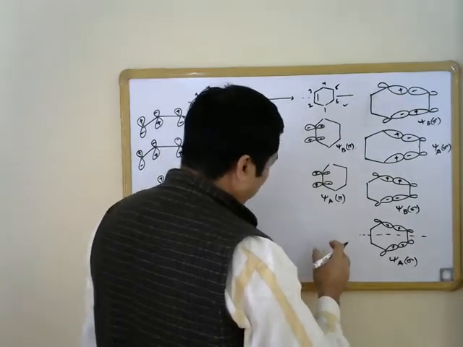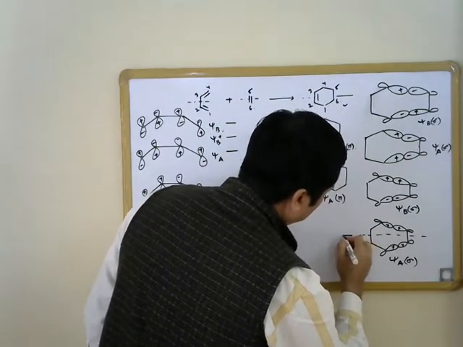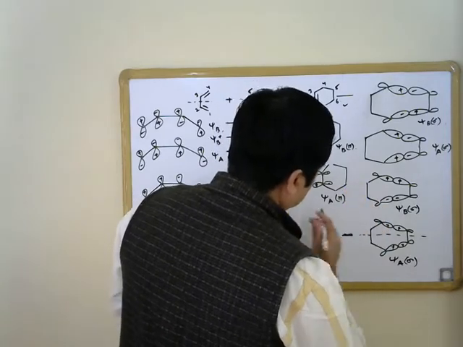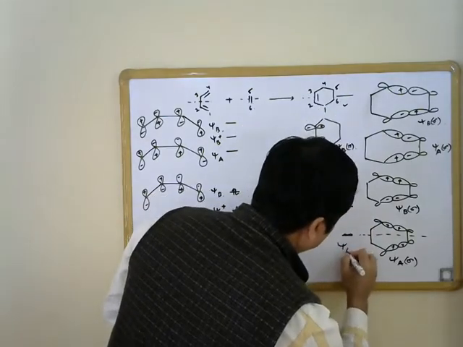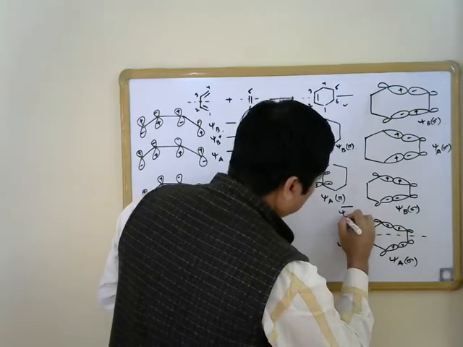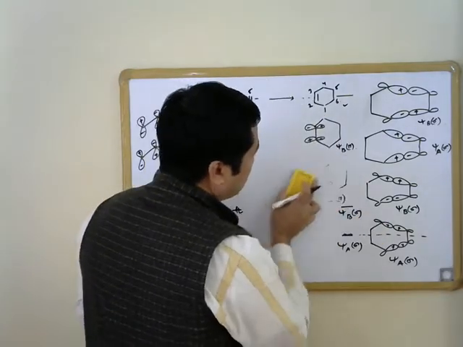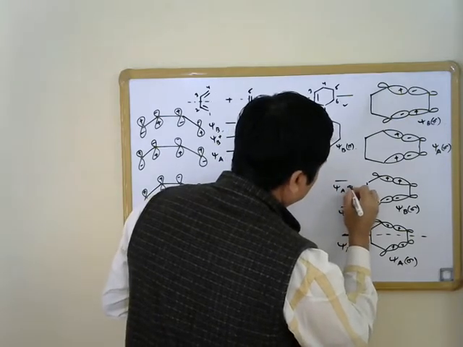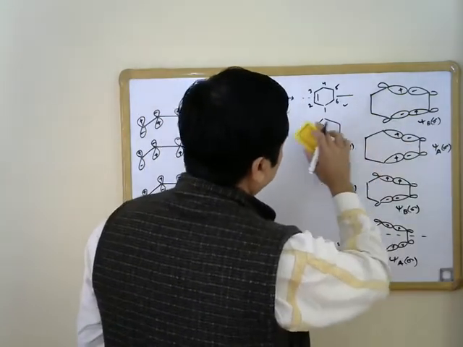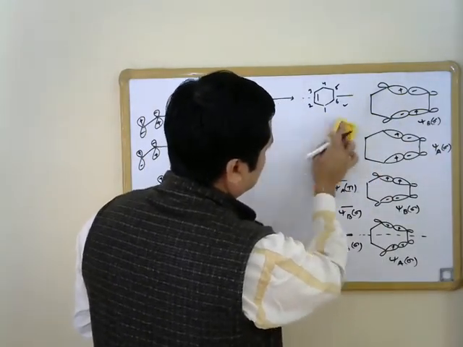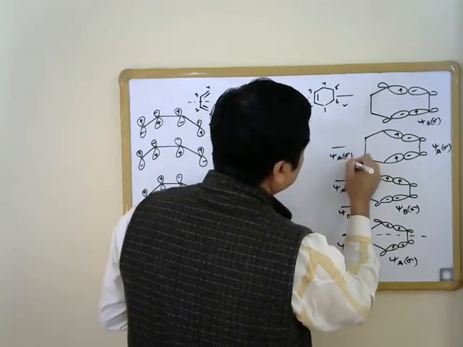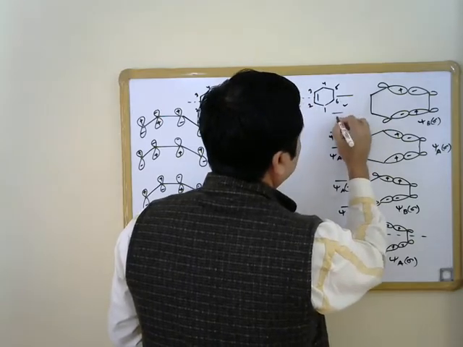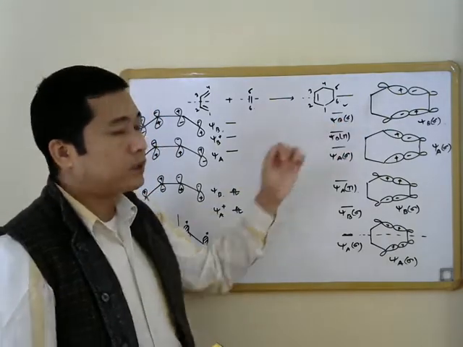Now, when we draw the sigma molecular orbitals of the product, that is psi A sigma of the product, psi B sigma of the product, then we have psi A pi of the product, and then we have the antibonding psi A sigma and psi B pi and psi B sigma, the antibonding sigma molecular orbital in the product.